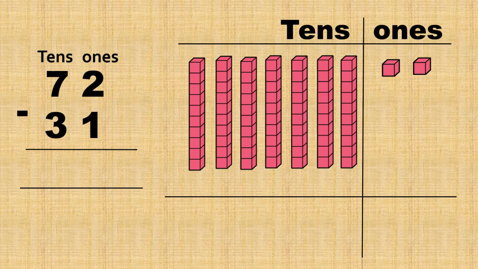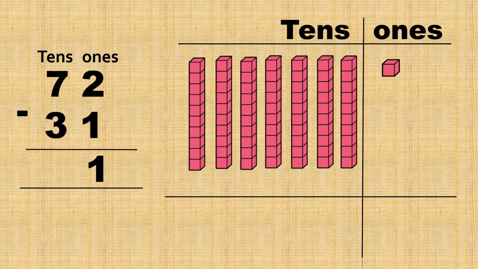Let's begin subtraction from ones place. We must subtract 1 from 2. That is, take away 1 from 2. So let's take away 1 ones block from 2 ones block. So we have 1 ones block. So 2 minus 1 is equal to 1.